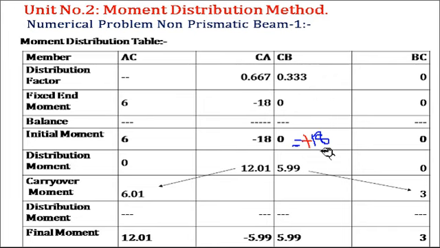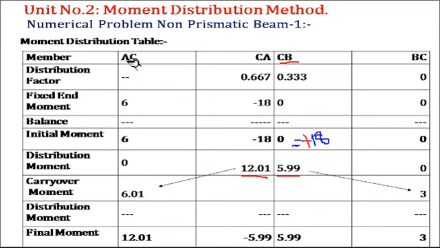Okay, so the component of correcting moment in member CA will be plus 18 multiplied by 0.667, so that value is 12.01. The component of correcting moment in member CB will be 18 multiplied by 0.333, so that value is equal to 5.99. Now this moment is to be distributed or carried over to the far end depending upon the condition.